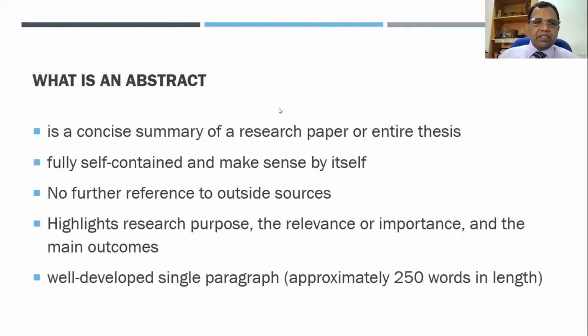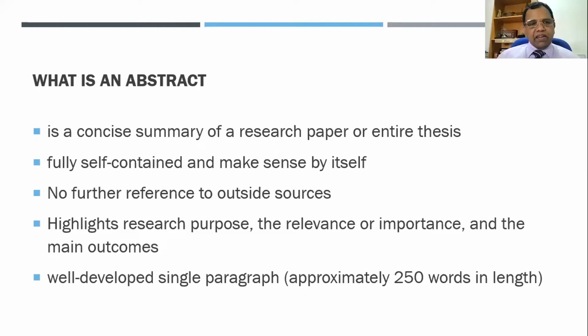So let's discuss what an abstract is. It's a concise summary, right? It's a very brief summary of a research paper or an entire thesis. I think all of you who are doing your final year dissertation will come to this point one day, sooner or later. So there you will definitely have to write this, right?